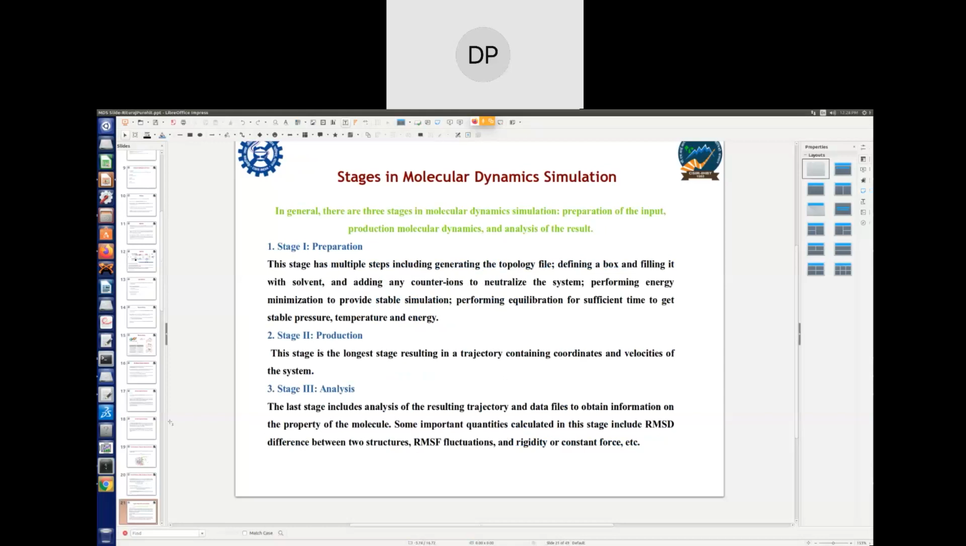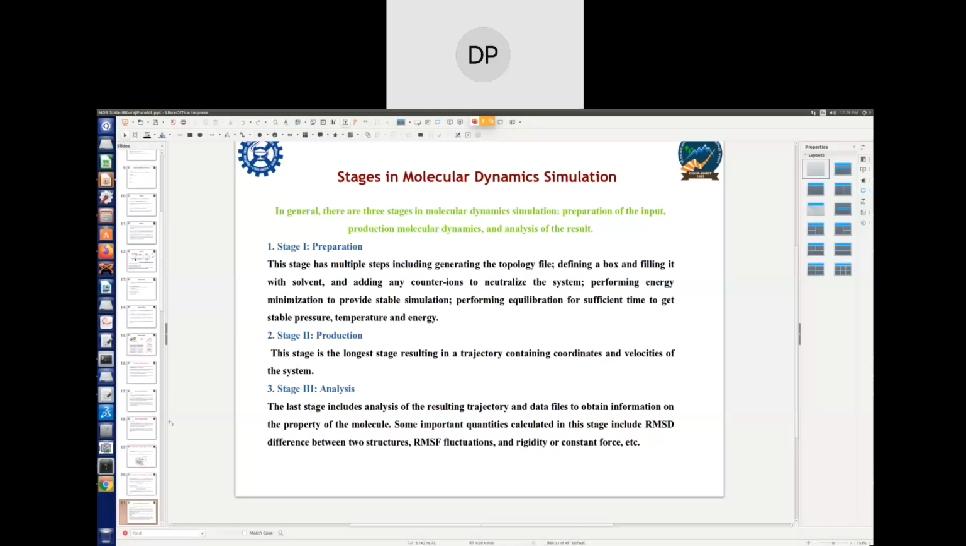So now we will see the main stages involved in the molecular dynamics simulation. In general, there are 3 stages in the simulation: preparation of the input, production molecular dynamics simulation, and the analysis. The first stage has multiple steps, including generating the topology. Here the topology means it contains all kinds of information about your input. If the input is a protein ligand complex, it contains all kinds of information about the complex. What is the chain? How many amino acids are there? What are the atoms? How many atoms are present in the ligand?